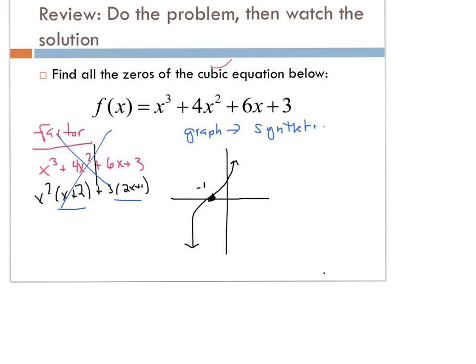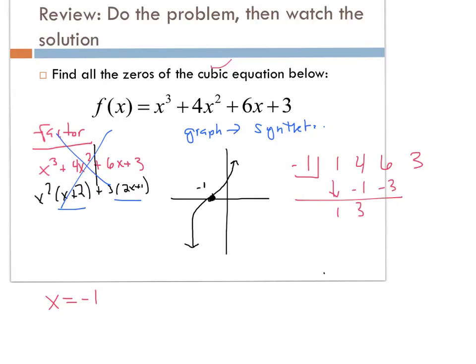When I graph this, I have a cubic function, but notice it only crosses the x-axis once. So now I'm thinking, is it a triple root? Do I hit -1 three times? Do I have some imaginary solutions? What are the other things I'm going to get from here? I know one of my zeros is -1, so I'm going to write this over to the side and perform the synthetic division process to see what else I get.